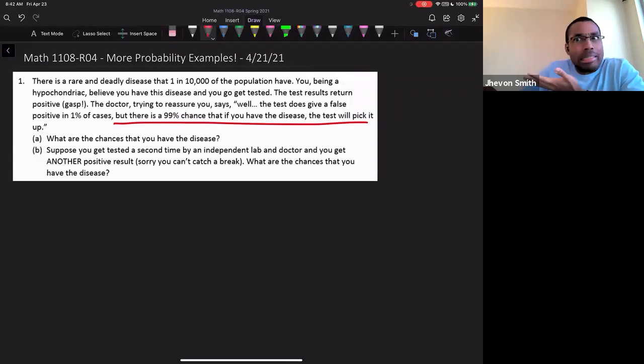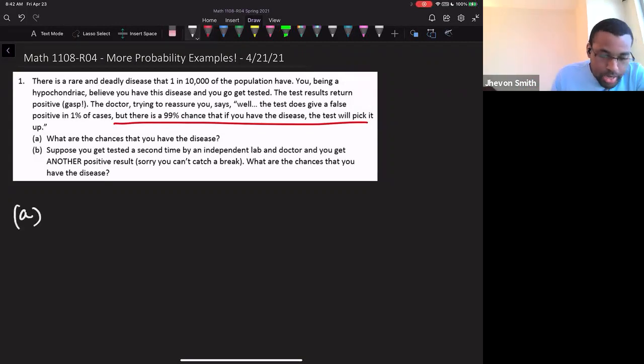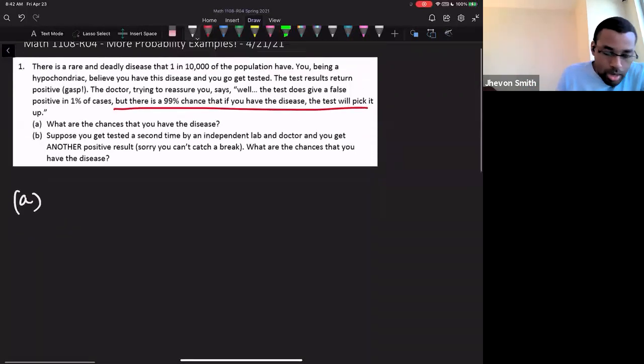Which sounds very suggestive because a lot of people reading this would think, oh, it's 99%. Is it actually? So we went through this and we actually used Bayes' rule to do it. So we set up some sets.